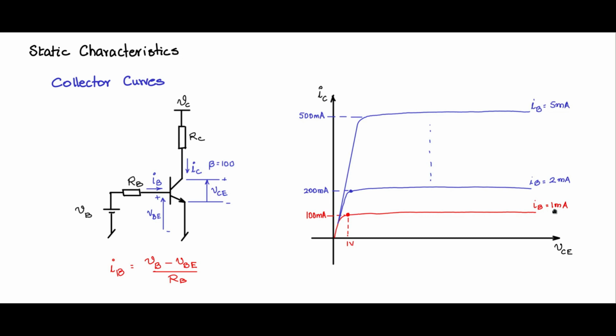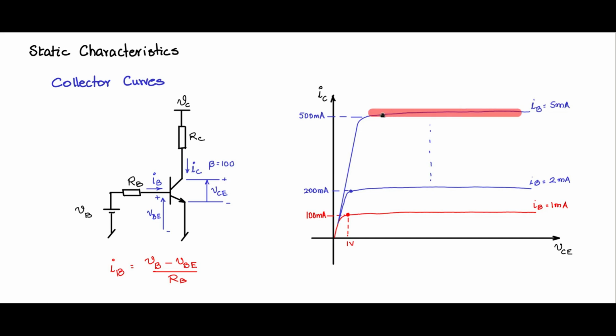So this will be the characteristics that you will see, IC versus VCE characteristic for a typical NPN transistor in this fashion. Same will hold good even for PNP transistors, with only the direction of the currents and voltages being reversed.